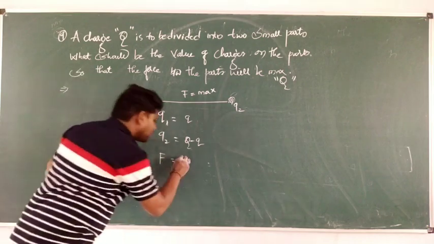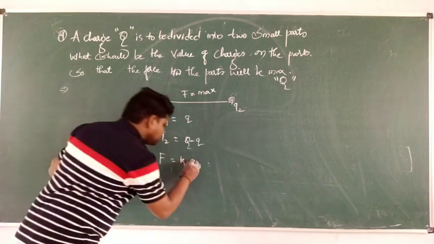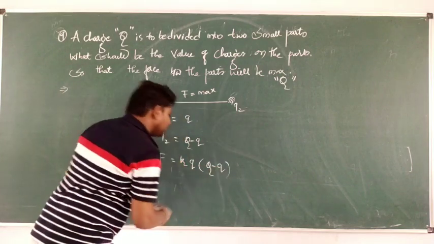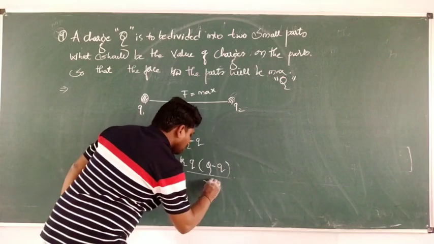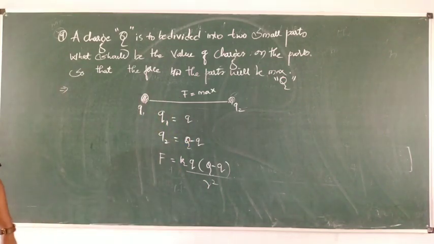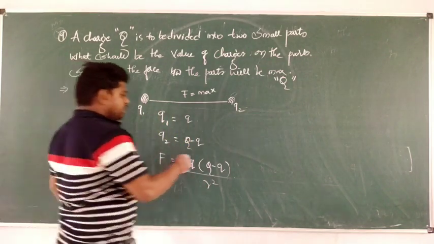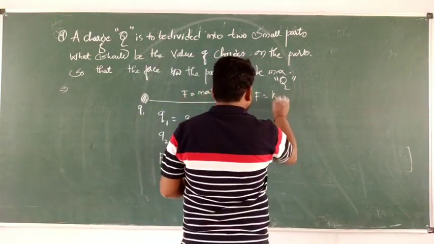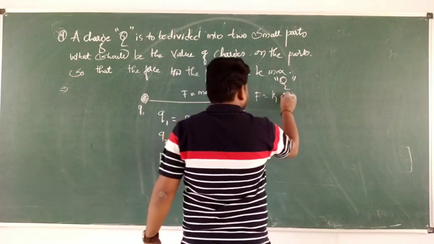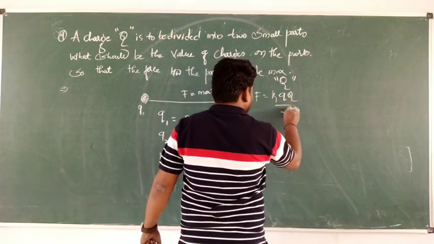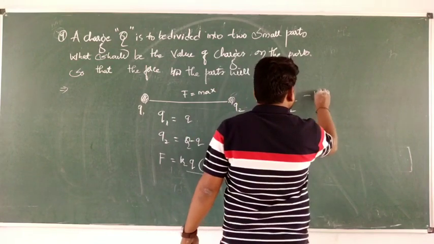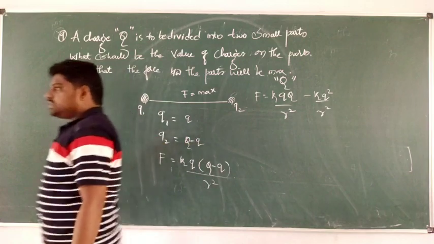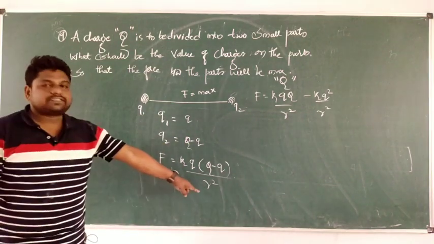So I will apply Coulomb's law here. F equals K, Q1 is q, Q2 is Q minus q, divided by r square. If I solve this, multiplying with the bracket inside, F equals KQq divided by r square minus Kq square divided by r square. This is the simplification of this step.